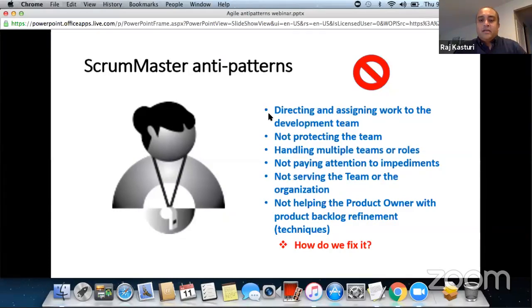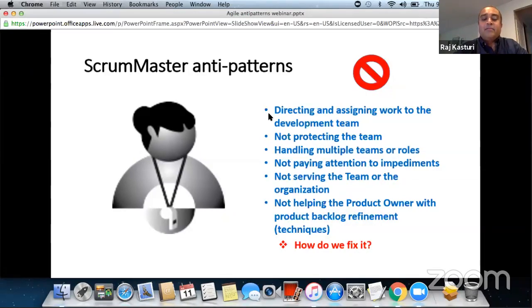And if the Scrum Master is not paying attention to the impediments that the team brings up, then they are not serving the team correctly. So it's important that the Scrum Master ensures that they pay attention to the impediments. They ensure that the impediments are removed. That is, an impediment to the progress of the work that the team is doing.